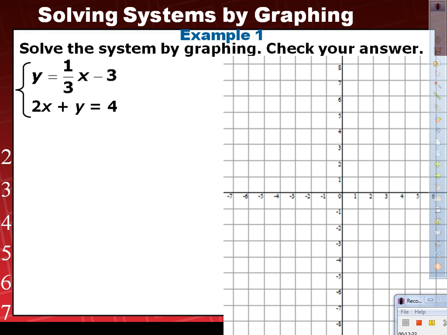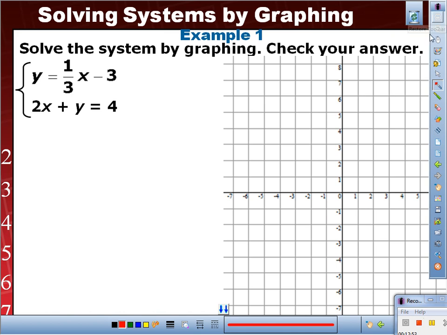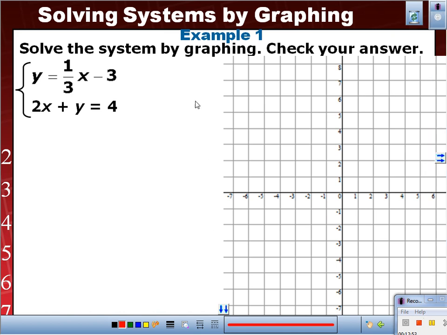Ready? All right, here it goes. Example 1 says, solve the system by graphing. Check your answer. One familiar word that I see here is graphing, and solve. I know what a system looks like. Here it is.